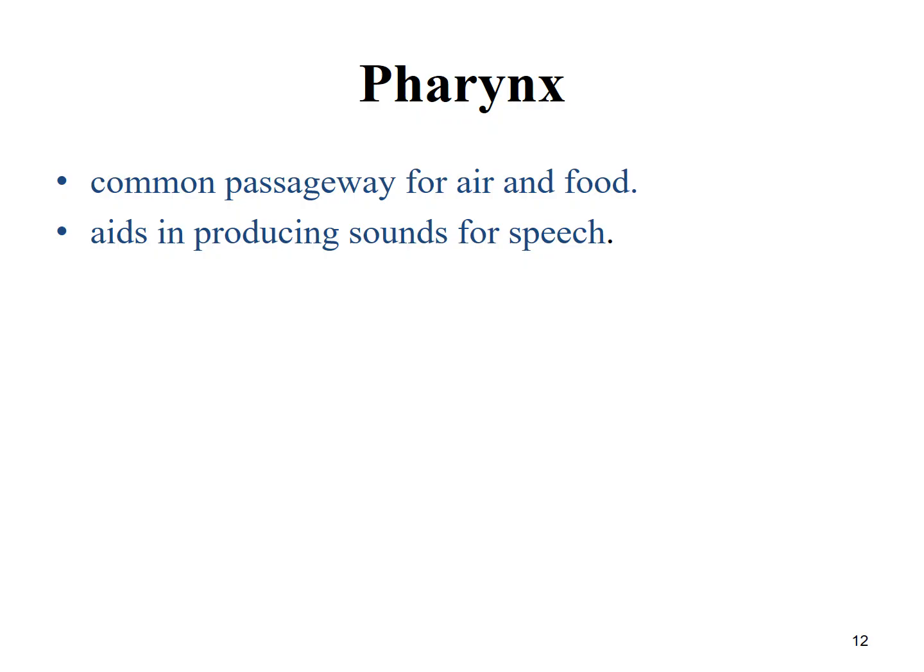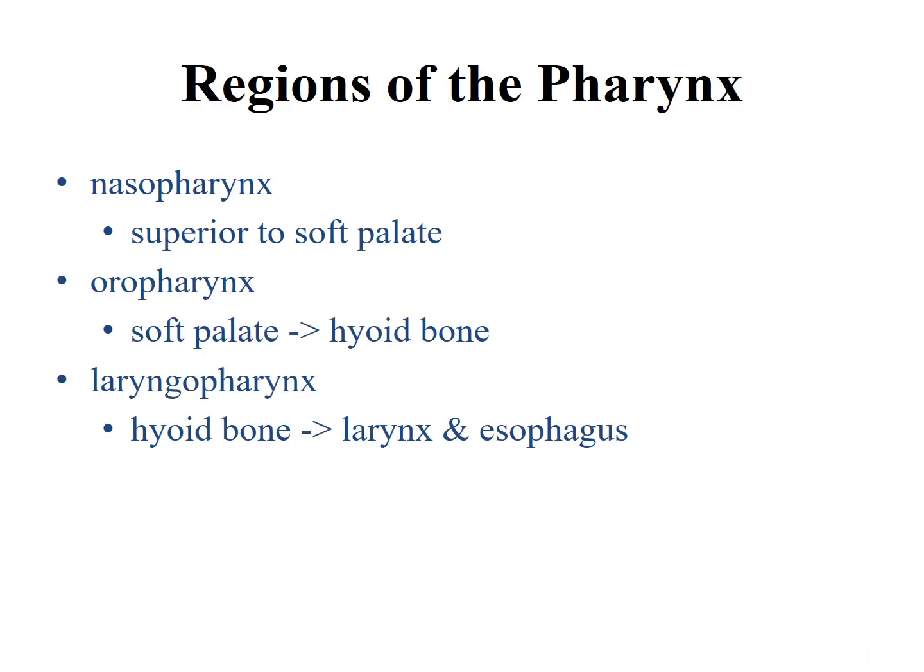The pharynx is a common passageway for air and food. It also aids in producing sounds for speech. As we discussed during the digestive system, the pharynx is divided into three regions. The nasopharynx is the area superior to the soft palate. The oropharynx runs from the soft palate to the hyoid bone. From the hyoid bone to the larynx and esophagus exists the laryngopharynx.